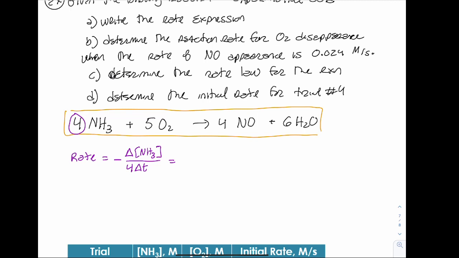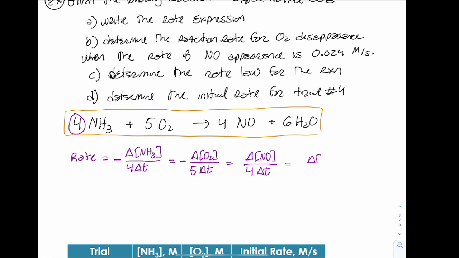I'm going to do oxygen next. So change in oxygen concentration over change in time. It has a coefficient of 5, so that goes in the denominator. Again, it's a reactant, so it disappears, right? It goes away over time, so I'm going to put a negative sign in front of it. Change in concentration of nitrogen monoxide over change in time. I have a coefficient of 4, so that goes in the denominator. It's a product, so it appears, so it's a positive value. If you want to put the positive sign there, go for it. You don't have to, however.